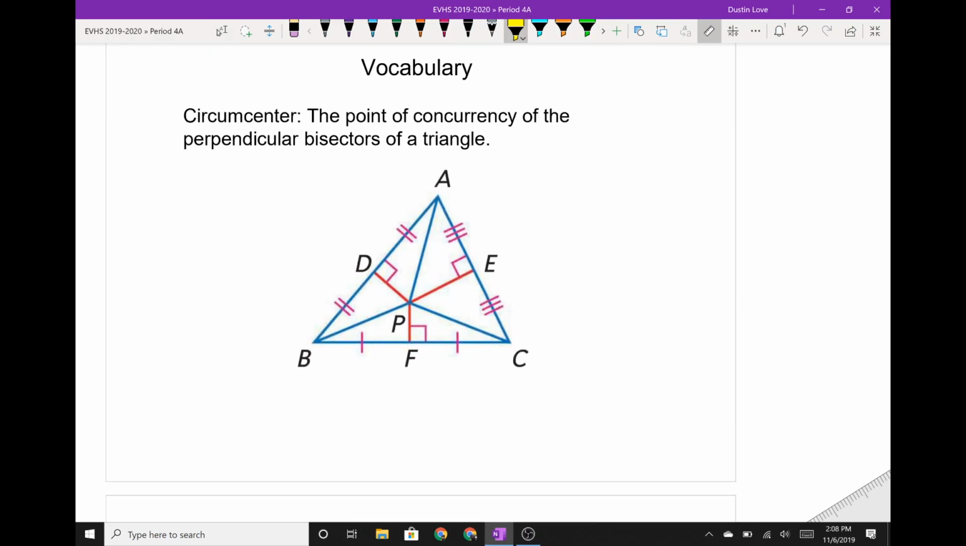The circumcenter. The circumcenter is the point of concurrency of the perpendicular bisectors of a triangle. So notice that here, DP is the perpendicular bisector of AB, EP is the perpendicular bisector of EC, and so on. The point that they meet right here at point P is the circumcenter. Make sense?